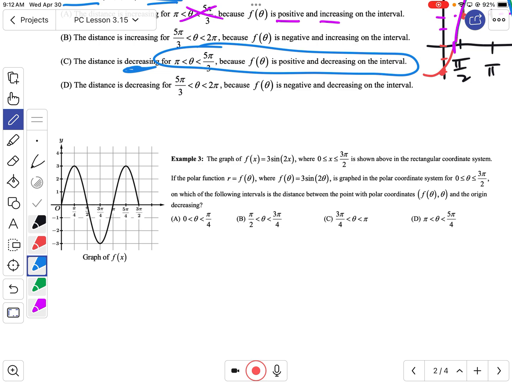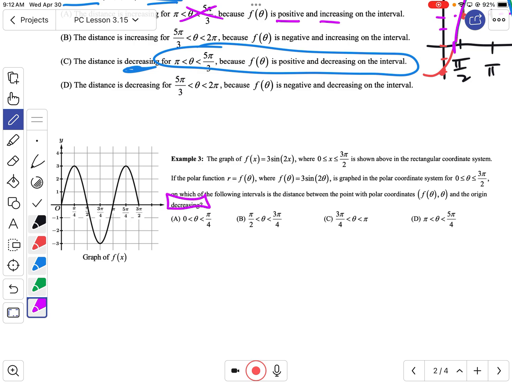All right, so let's look at this one. We've got the graph of f of x equals 3 sine of 2x. It models the rectangular coordinate system, and then our polar equation, 3 sine 2 theta. They graphed it between 0 and 3 pi over 2. And it asks, where is the distance between the coordinates and the origin decreasing?